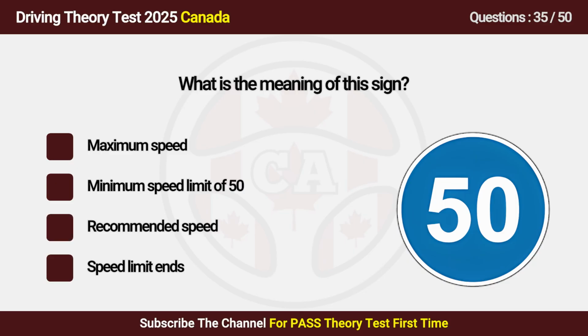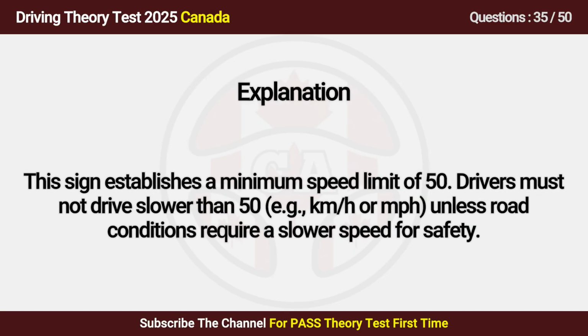A. Maximum speed. B. Minimum speed limit of 50. C. Recommended speed. D. Speed limit ends. Answer is B. Minimum speed limit of 50. This sign indicates a minimum speed limit of 50. Drivers must not drive slower than 50 km/h unless road conditions require a slower speed for safety.